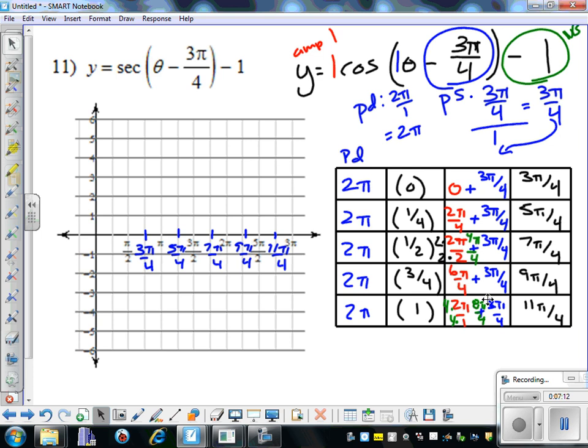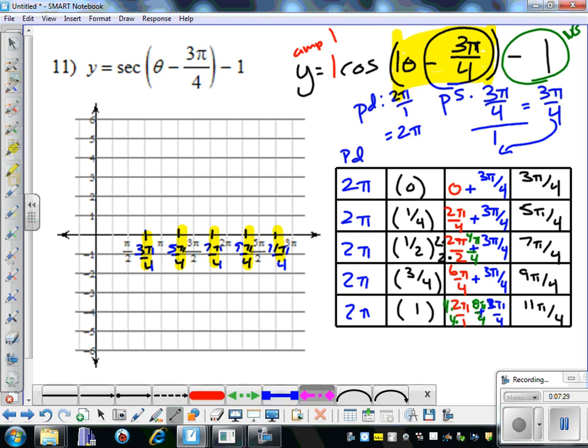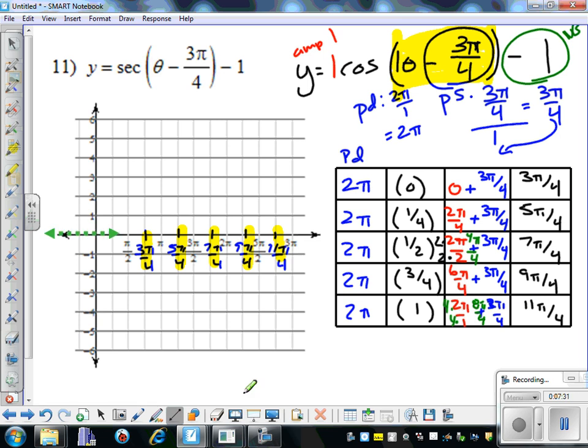I've done what's inside the parentheses. So I've taken care of what's inside this parentheses. Everything inside these parentheses gives me my points here. Now, I need to take care of my amplitude and my vertical shift. My vertical shift, so I was here at the x-axis, well, I've got to go down 1.